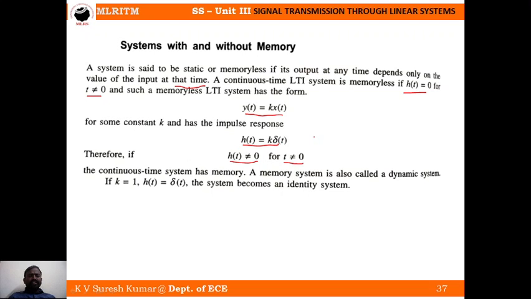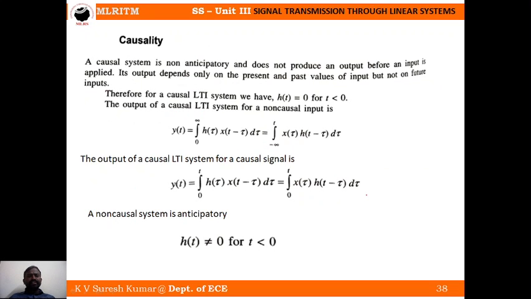And the continuous system that has memory, a memory system, is also called a dynamic system. We have already seen that a system which depends on previous inputs and future inputs is called a dynamic system. If k equals 1, h of t equals del of t. So this kind of system is known as an identity system.